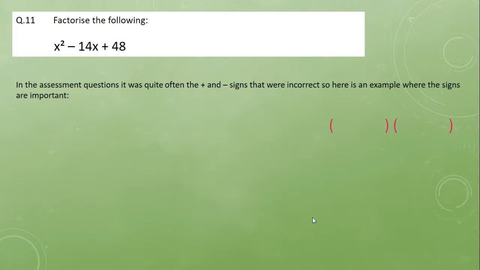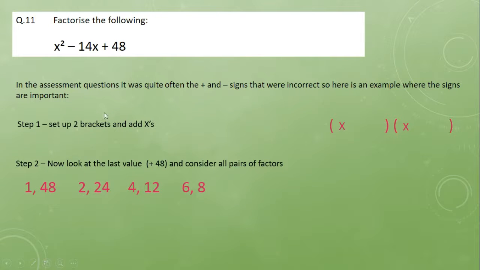So this one, very similar, but quite often on those questions it was getting the signs wrong that made you lose your mark. So you do need to make sure. So here we've got a negative 14x, and plus 48. So we need to make sure our signs are right. So we set up our brackets and our x's. Now we look at the last value. It's 48, positive 48. We consider all the pairs of factors. 1 times 48, 2 times 24, 4 times 12, 6 times 8, or I can have minus 1 times minus 48, minus 2 times minus 24, minus 4 times minus 12, and minus 6 times minus 8. I need to look at those to see which ones, if I add them together, will give me minus 14.